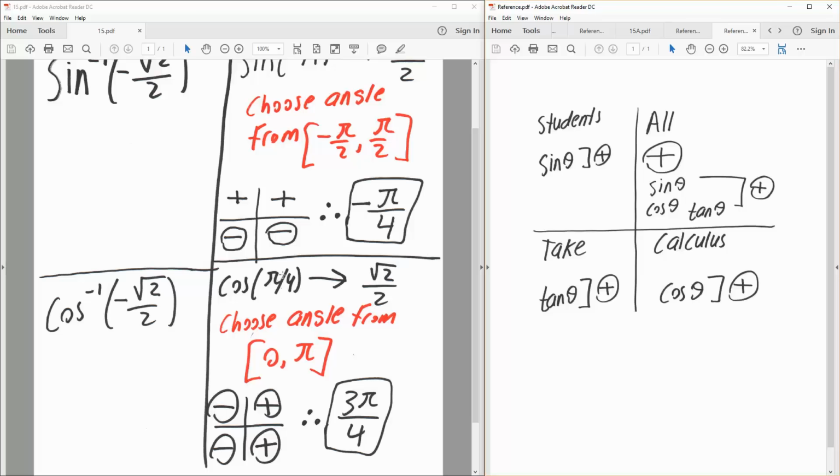So we know pi over 4 is going to be here, and so we want the angle here. And so we will do pi minus pi over 4, which will give us 3 pi over 4, and we will be in this quadrant. And that's why the answer is it.